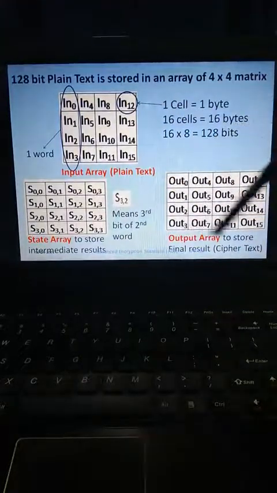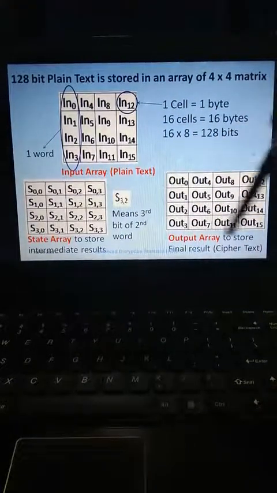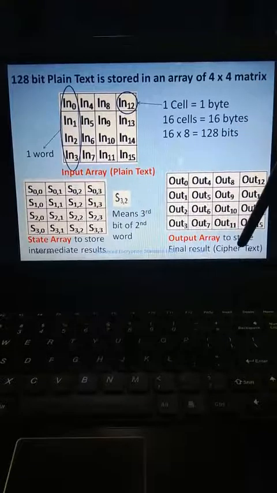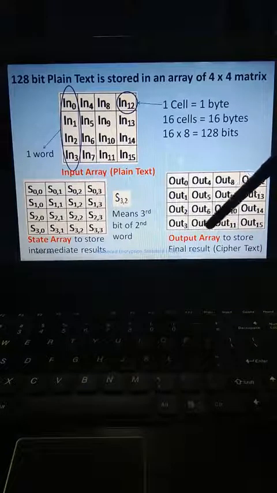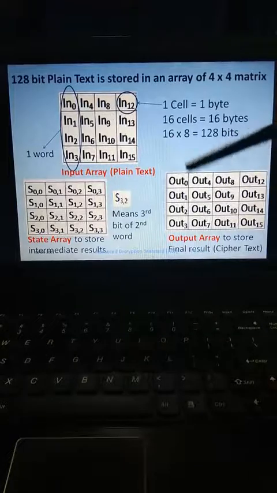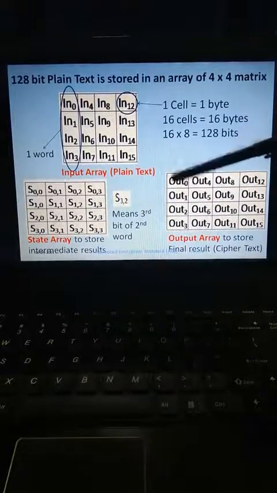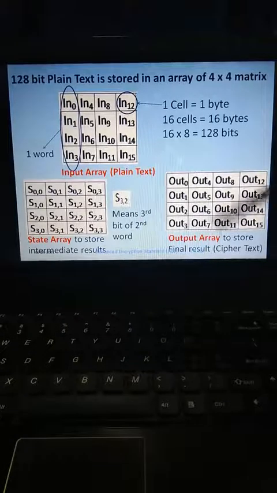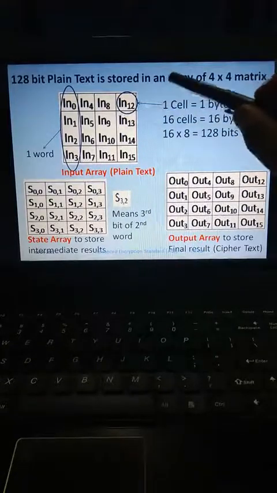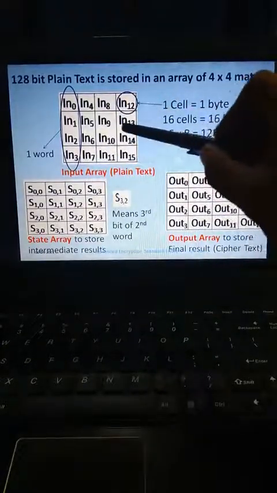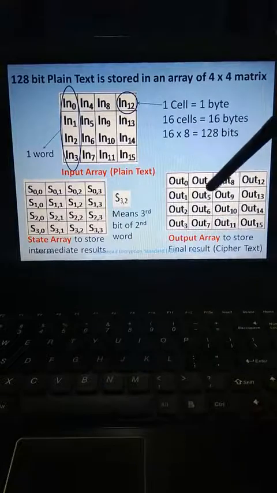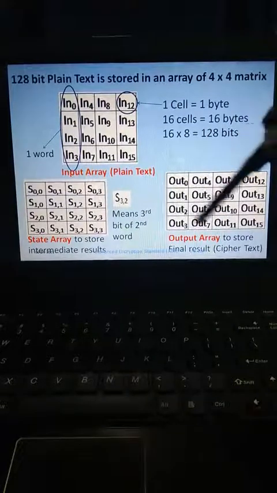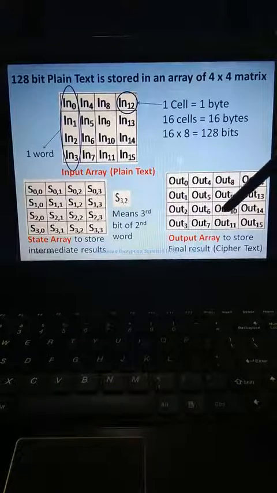Okay, and now this is the output array that stores the final output, the final result, and the final result is the ciphertext. So this is output 0, output 1, output 2, output 3, output 4, output 5, 6, 7, 8, and so on. It is also in the form of words. One column is one word, another column is another word. So this is word 1, word 2, word 3, word 4. I think it should be clear. Plain text is stored in the input array. All the intermediate results are stored in the state array. And the final output that comes after the 10th round is stored in the output array, and that is the ciphertext.